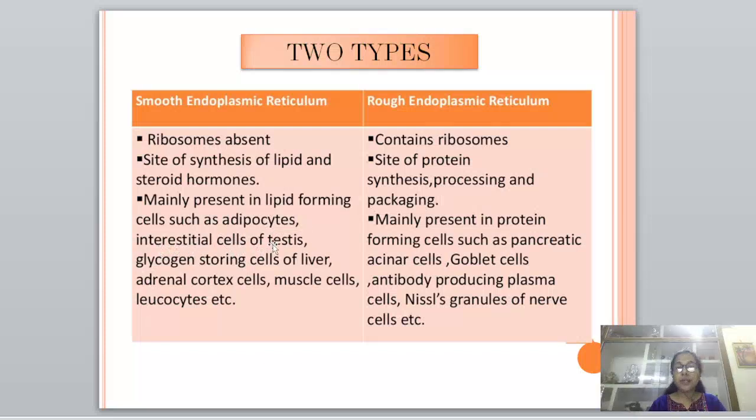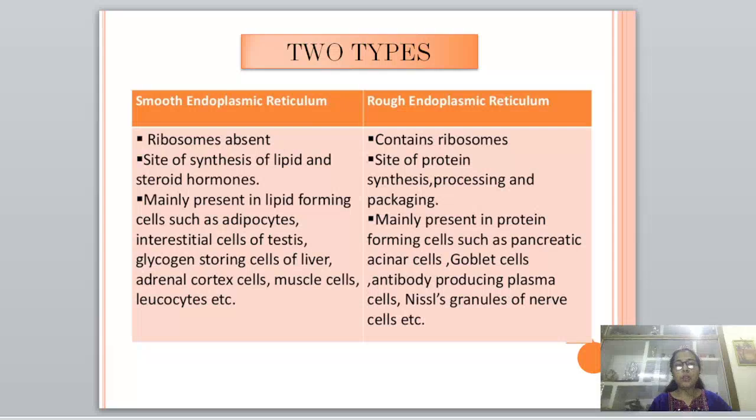Also interstitial cells of testis, glycogen storing cells of liver, adrenal cortex cells, muscle cells, leukocytes. And rough is mainly present in protein forming cells such as pancreatic acinar cells, goblet cells, antibody producing plasma cells, Nissl granules of nerve cells, etc. So these are the two types of endoplasmic reticulum.